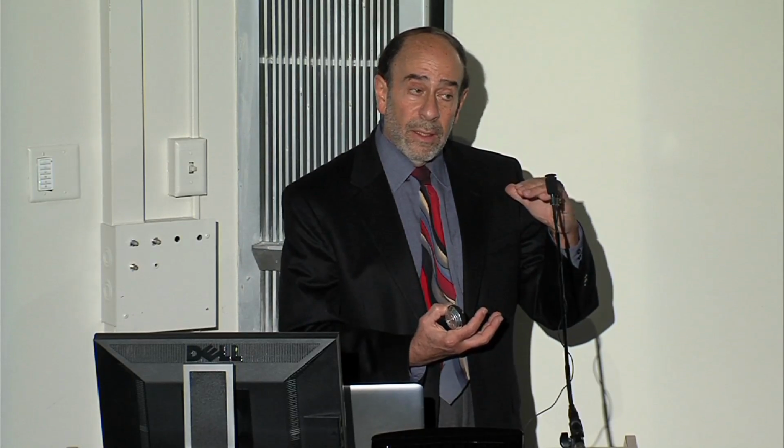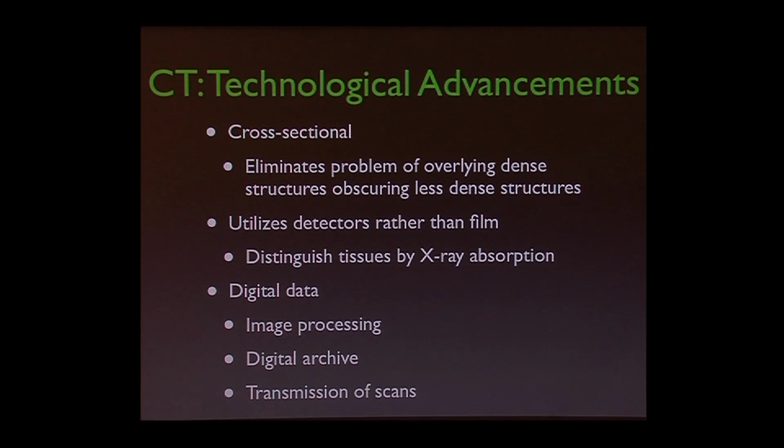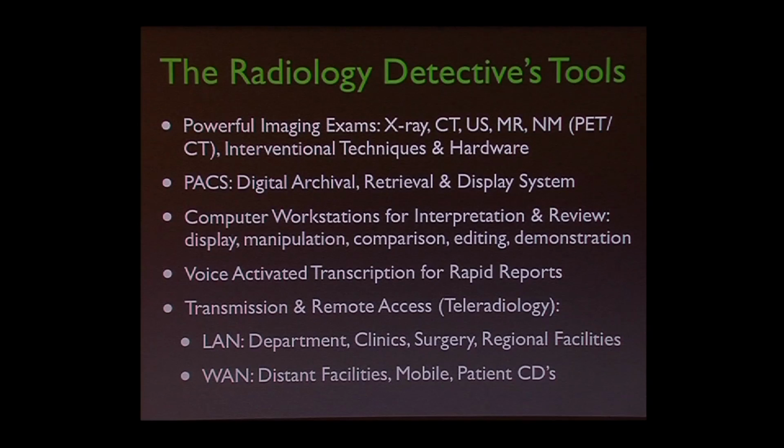We have a volume of data which we can repackage in any way we want to get a better anatomic perspective on what's going on, in terms of the anatomic relationships between normal and abnormal tissues, for instance. And it uses detectors instead of film, which are more sensitive to various properties of the tissues. And as I mentioned, it's all digital. I'm going to go through the radiology detective's tools, CT being one of them, but X-ray is still one of them also.